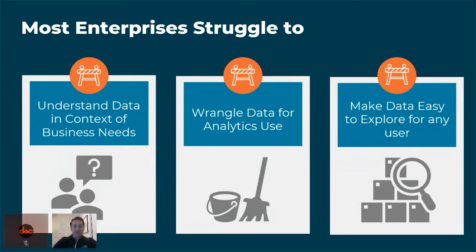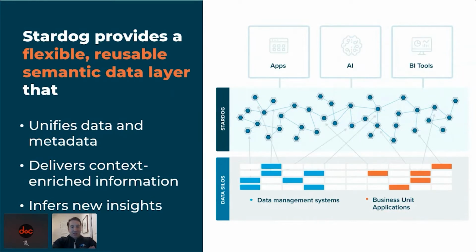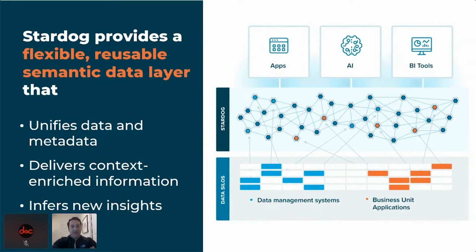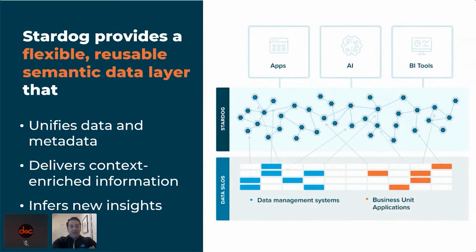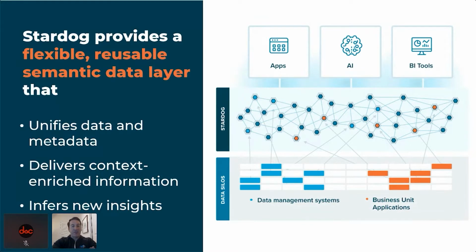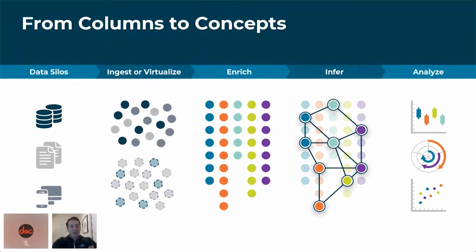So what's the antidote to this challenge? In my mind, it's a flexible, reusable semantic data layer that unifies data and metadata under a common business vocabulary that can deliver context-enriched information and capabilities to infer new connections across the data and uncover insights. So I talked about columns to concepts. What do I mean by this?